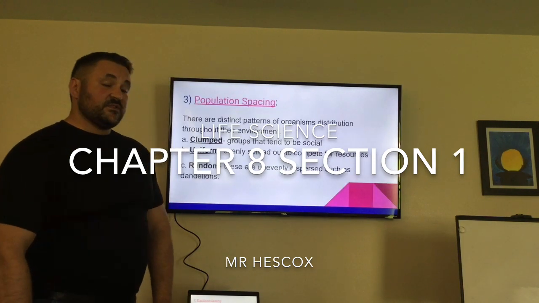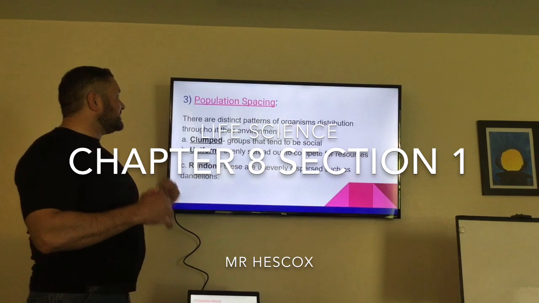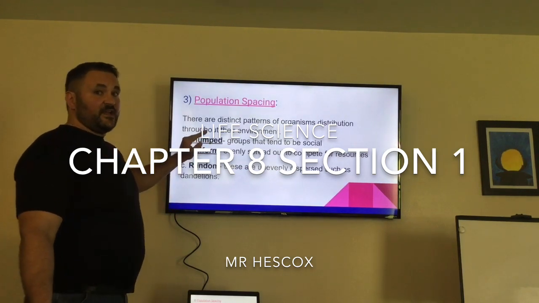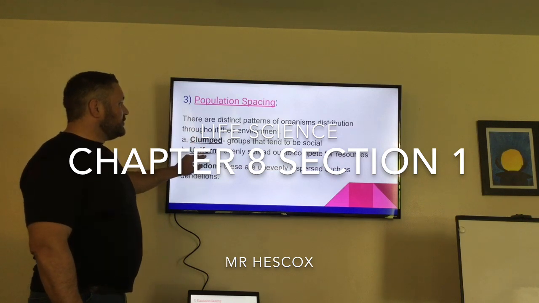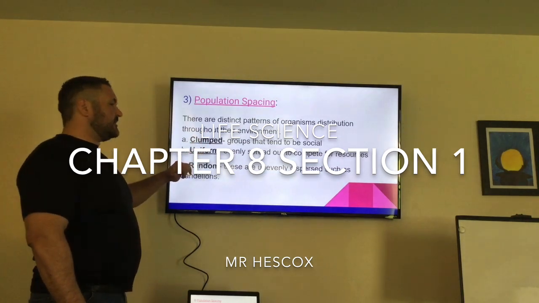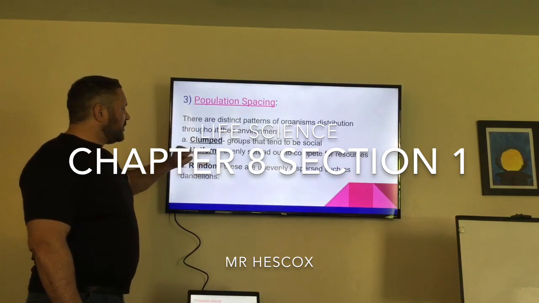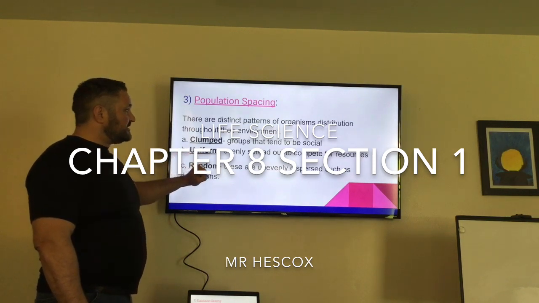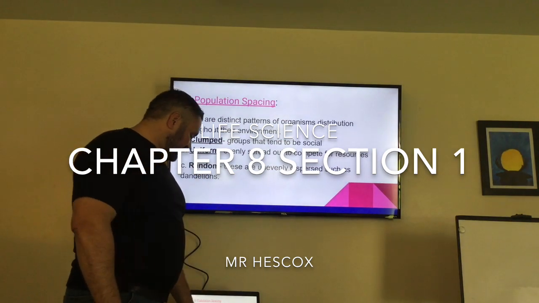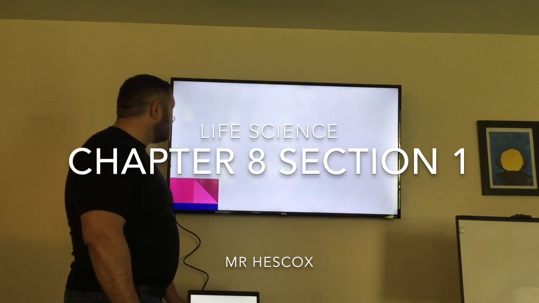We have population spacing. Population spacing, there are distinct patterns of organisms and distributions. Clumped are going to be like herds or schools of fish. Uniform are evenly spread out. These are going to be like dandelions. Well, no, they're random. Dandelions are random. Uniform will be like saguaro cactuses, and penguins actually can do that. And then random are your dandelions that just spread out wherever they feel like it.